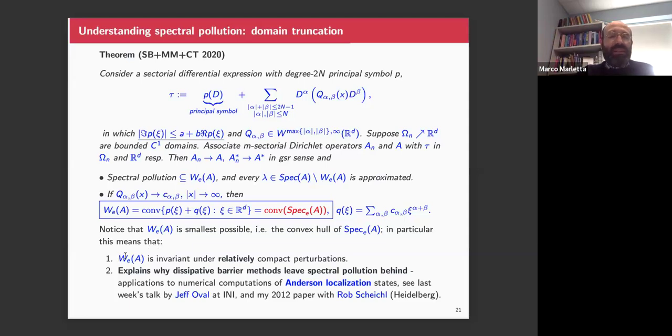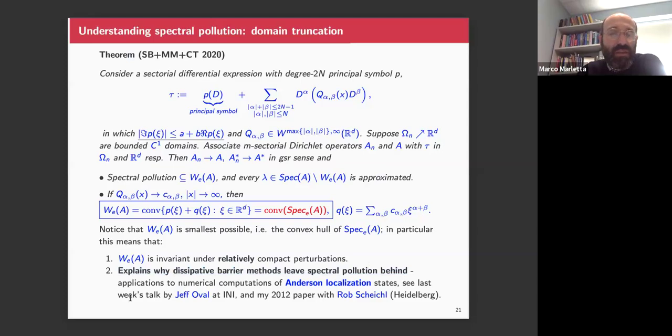But an important feature here is that the essential numerical range is invariant under relatively compact perturbations of a type that preserve the structure of the operator. Now, this also explains why dissipative barrier methods leave the spectral pollution behind. So maybe at this stage, well, okay, I'm looking at the time. I'd better not spend too much time talking about this, but I can come back at the end if I've got time.